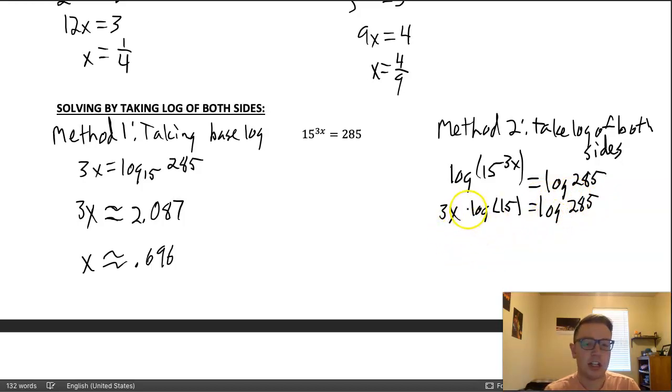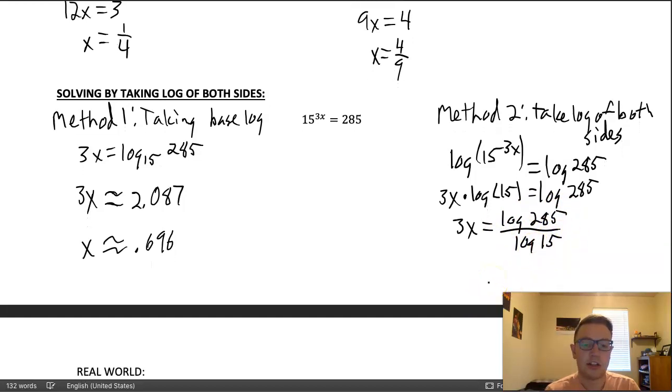Now log of 15 is just a number, right? This is 3x times log 15, so we can divide that over to the other side. We can say 3x is going to be equal to log of 285 divided by log of 15.